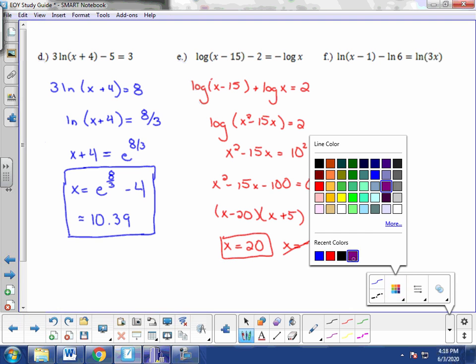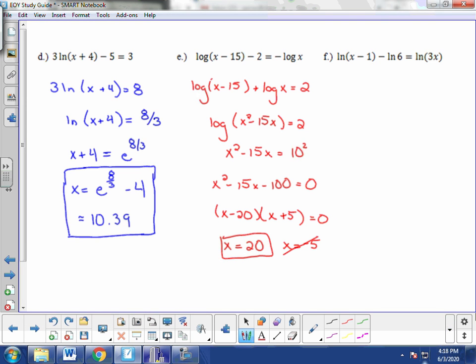Finally, F kind of has the same concept. The first thing that we would want to do is to combine the natural logarithms on this side. So if we go ahead and combine the natural logarithms, these logarithms are being subtracted from one another, so we would divide their input values.